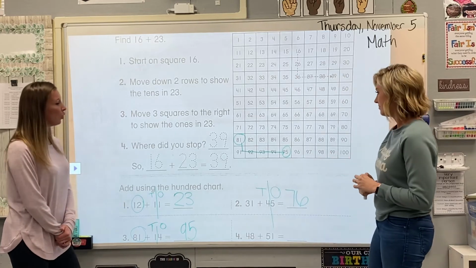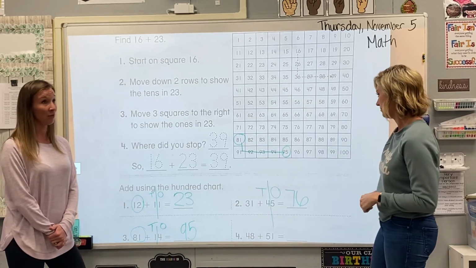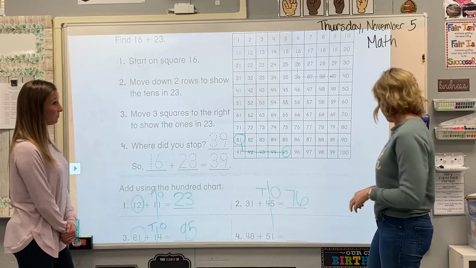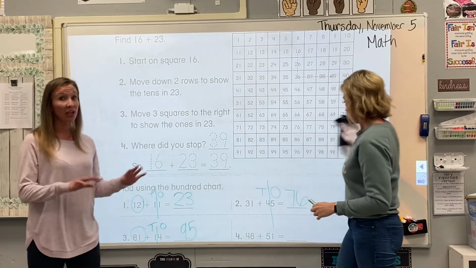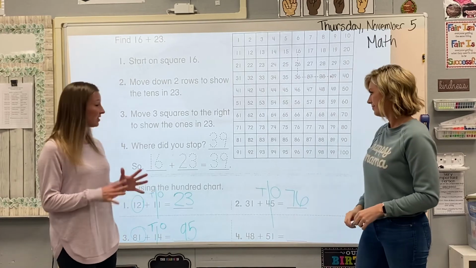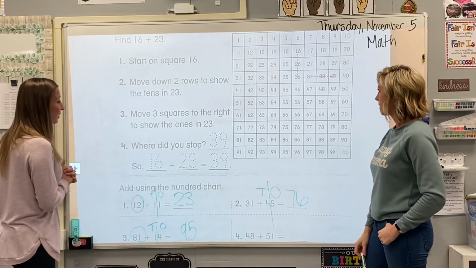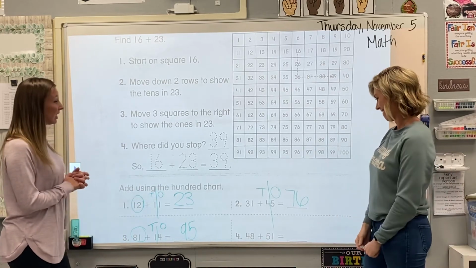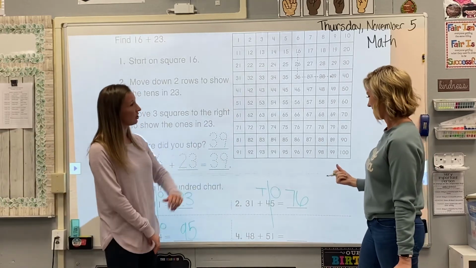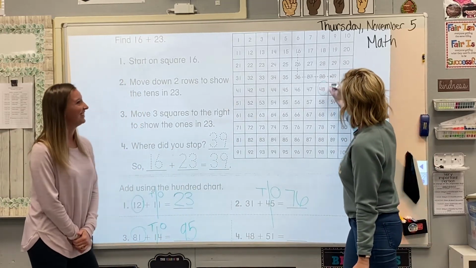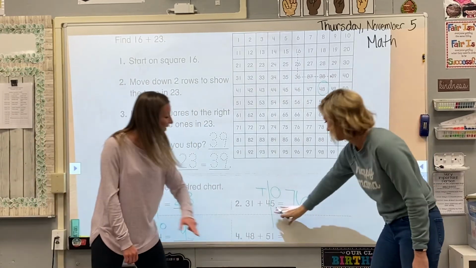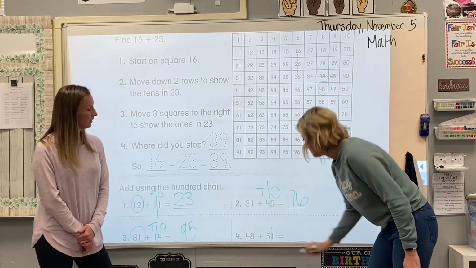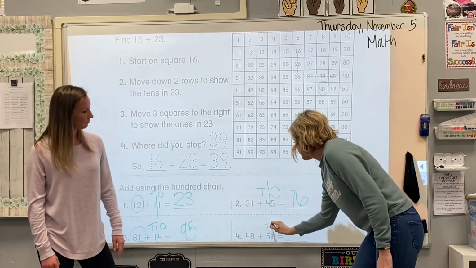All right, should we do one more with them, and then they're going to be on their own for the rest of this page? Sounds good. All right. So the last problem that we're going to do together before you're on your own for the rest of this assignment is the number 48 plus 51. So let's go ahead and find 48 on our hundreds chart. There it is. All right. And then for our 51, let's split that in half. Okay. Let's write TO. 10s and 1s.